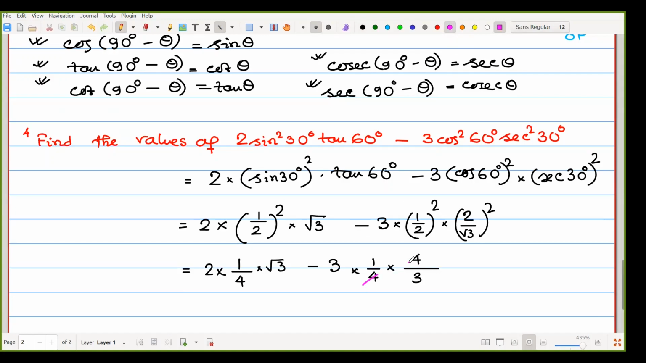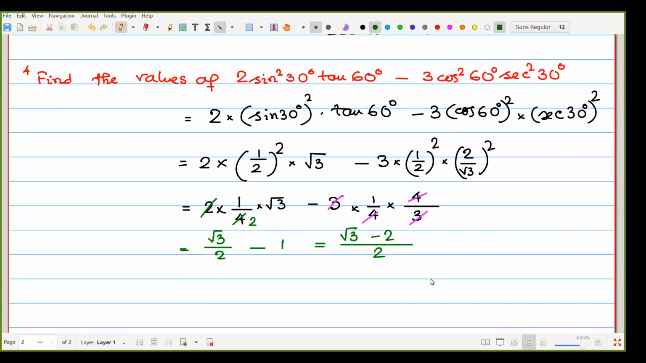Simply divide some values. Okay, so that one is now becoming root 3 by 2 minus 1, or we can simplify it like this, root 3 minus 2 by 2. That is the way we can find out the values of a particular trigonometric function. So proceeding to the next problem.